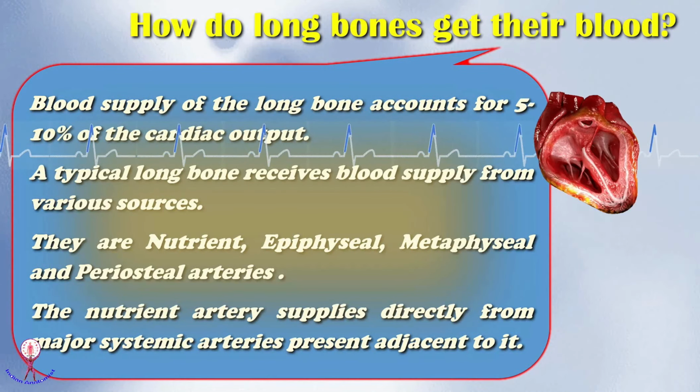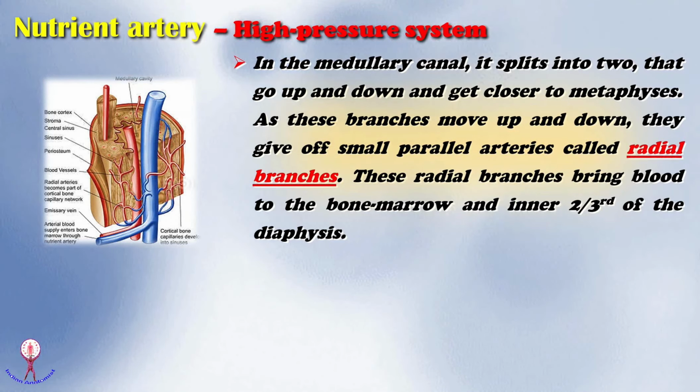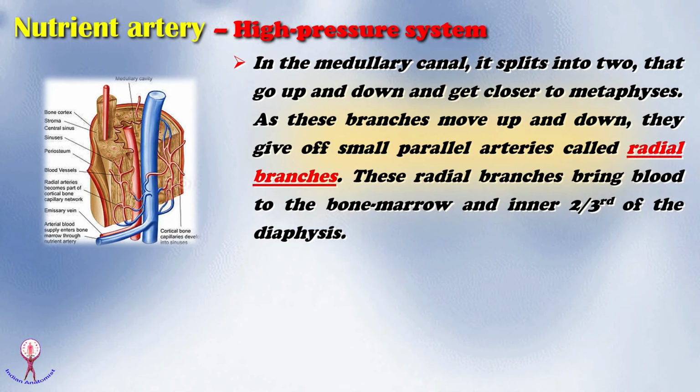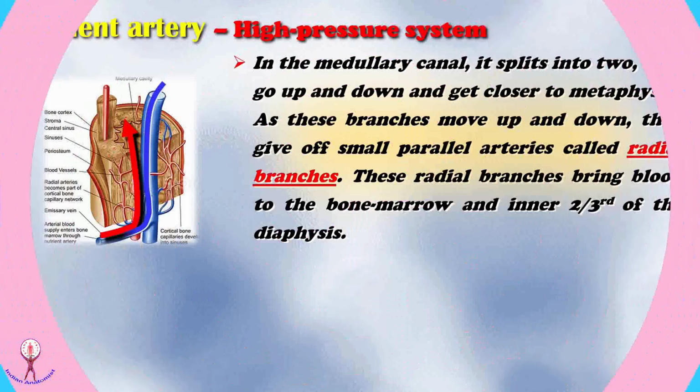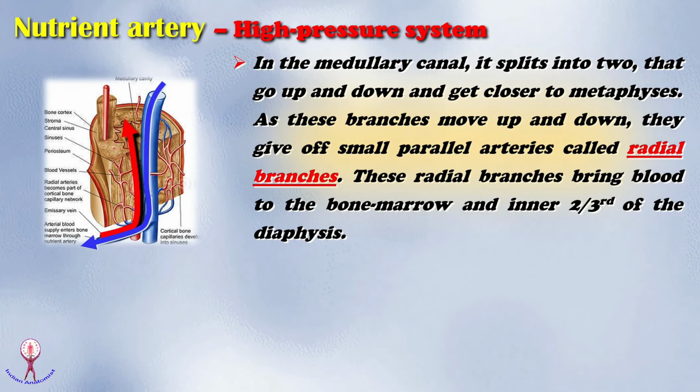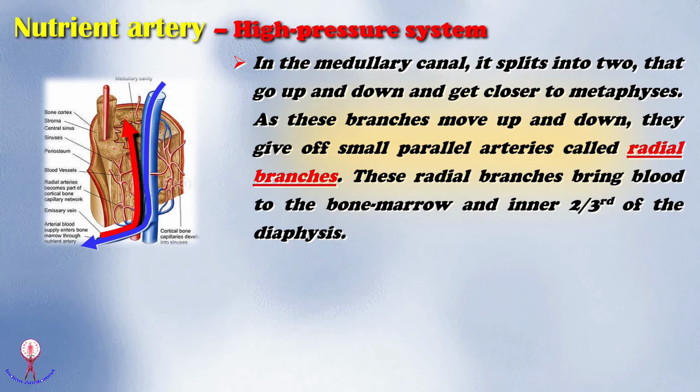Nutrient artery is a high-pressure system that comes from the systemic artery, closer to the shaft. It enters into the marrow canal of the long bone through the nutrient foramen. In the canal, it splits into two that go up and down and get closer to the metaphyses. As these branches move up and down, they give off small parallel arteries called radial branches.